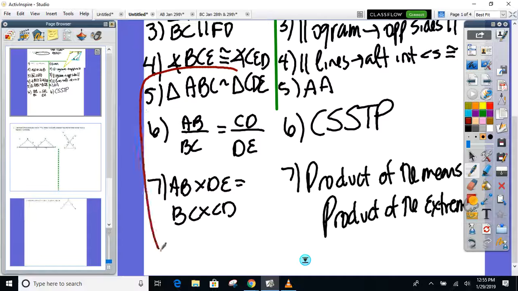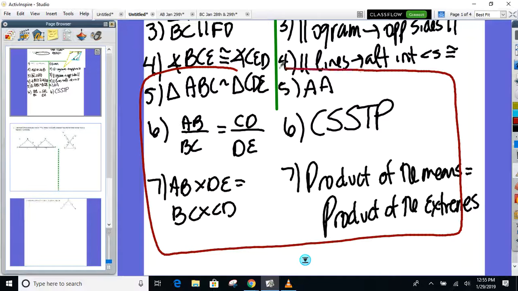Please make sure you are aware of the order everything has to go and the correct reason for it. You cannot skip from angle to means and extremes. The reason for this one is not means and extremes. 2 proofs on Friday's test, 2 proofs. Could it be CSSTP? Maybe. Could it be means and extremes? Maybe. Any questions right there before we keep reviewing?